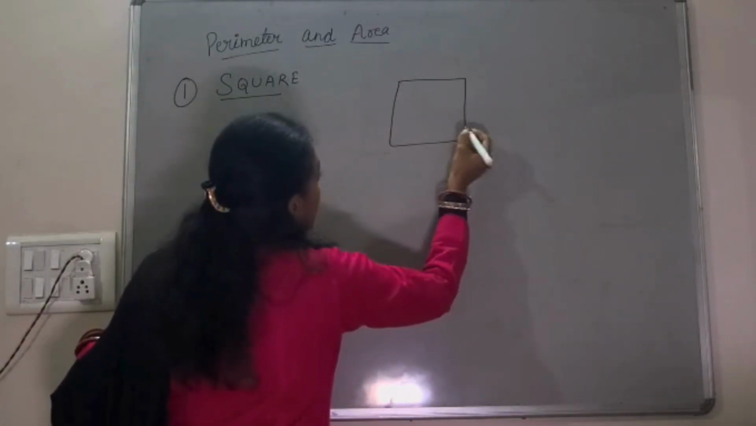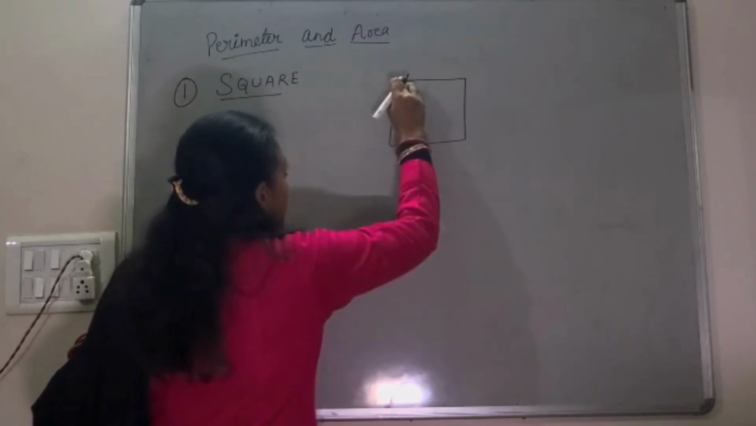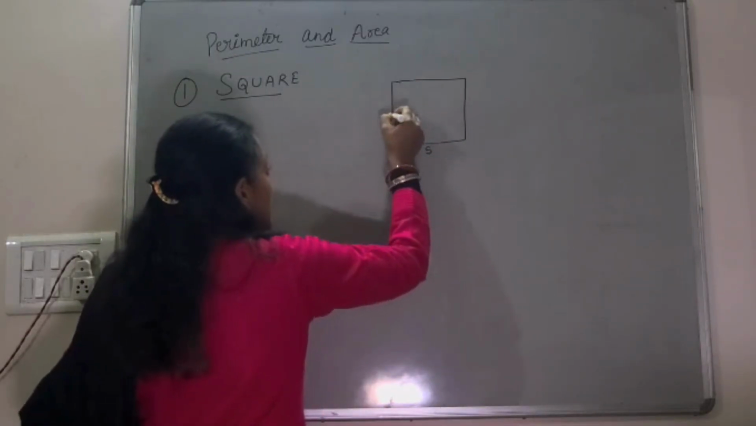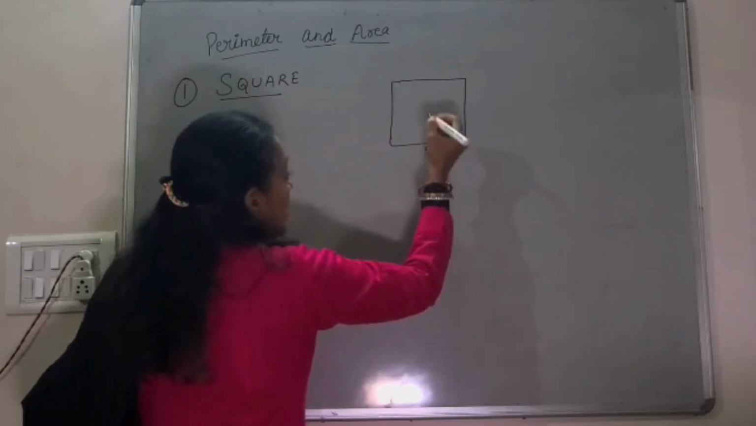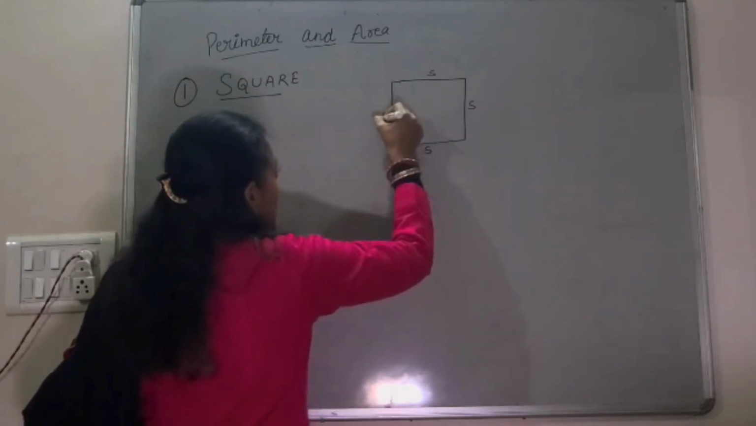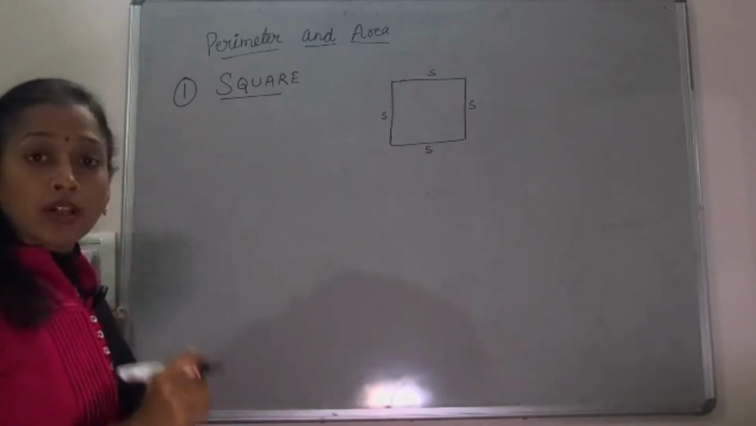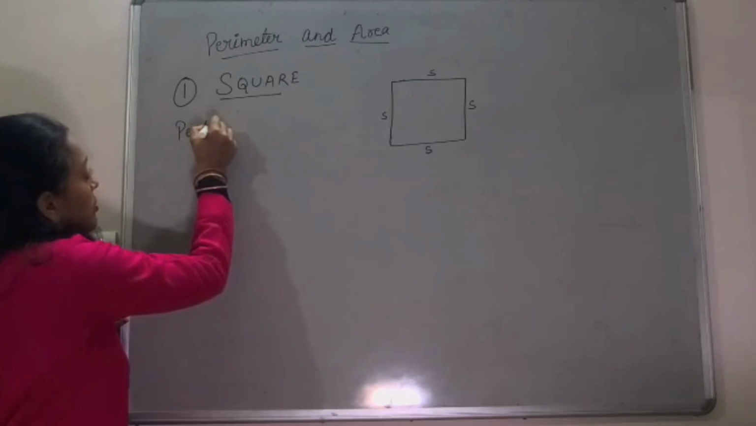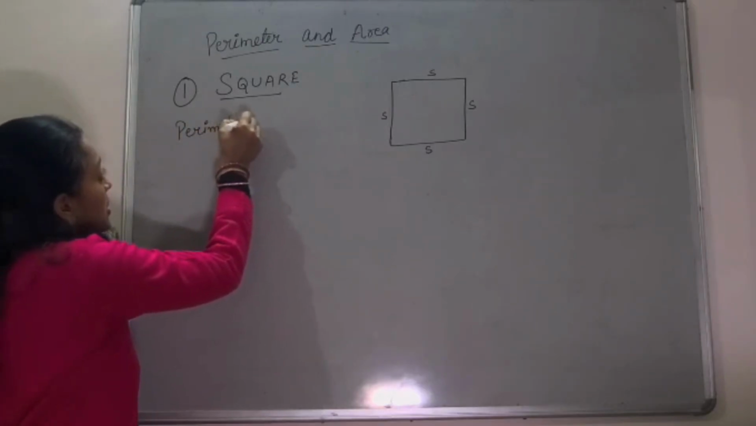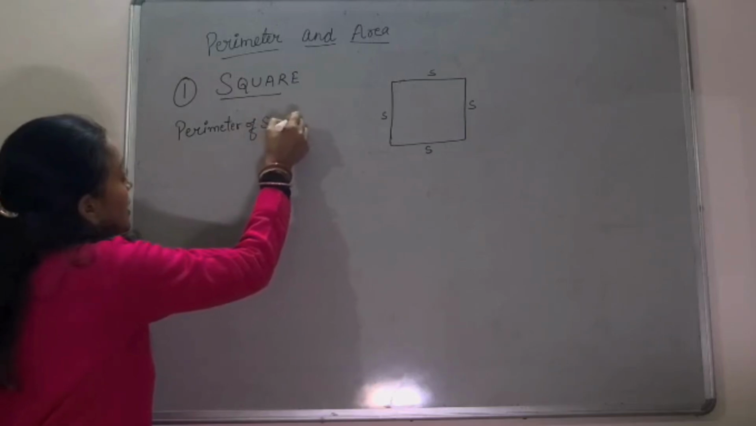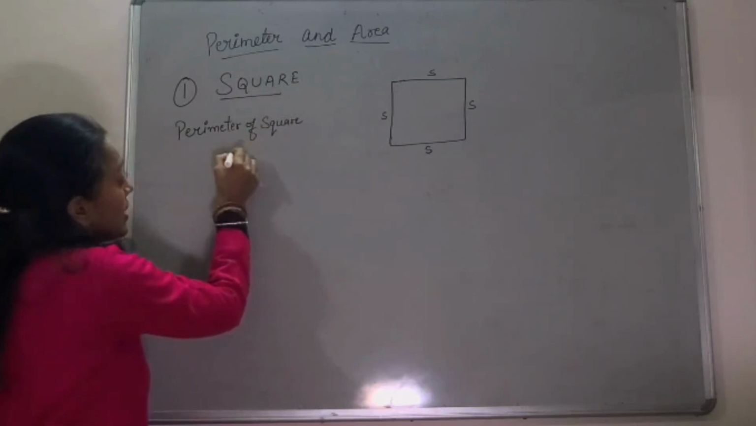And I will consider that this is the side of the square. Let me make it more perfect. This side is called S. So it is also S, it is also S, it is also S, because we know in a square all sides are equal. So if I ask what will be the perimeter of a square, many of you must say, ma'am, we know the perimeter of a square is 4 into side. That is the formula. But how to find it?